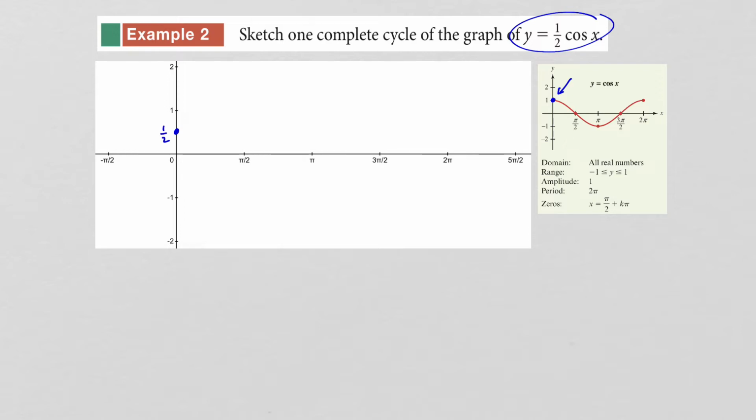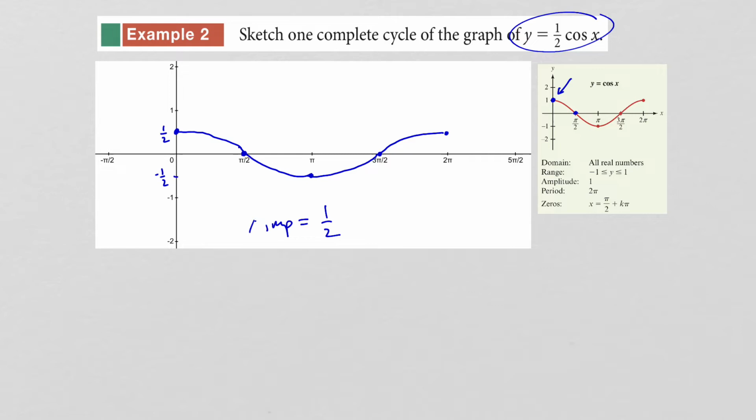Now at pi over 2, at this value here, it's going to go ahead and hit the x-axis because cosine of pi over 2 is 0. Cosine of pi is -1, but when you multiply -1 by 1/2, you get -1/2. So at pi, we're at -1/2. At 3 pi over 2, we're at 0 again. And at 2 pi, we are at 1/2 again because the cosine of 2 pi is 1. So this graph, when you sketch it, looks like this. So it looks just like the cosine function, but it's a little bit shorter. And the amplitude of this graph is equal to 1/2.